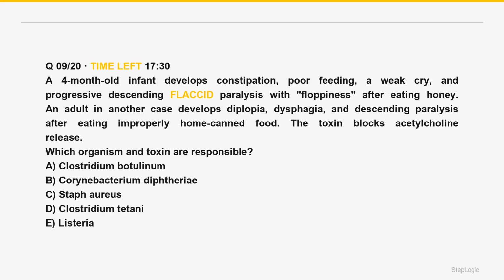Which organism and toxin are responsible? A 4-month-old infant develops constipation, poor feeding, a weak cry, and progressive descending flaccid paralysis with floppiness after eating honey. An adult in another case develops diplopia, dysphagia, and descending paralysis after eating improperly canned food. The toxin blocks acetylcholine release. Read the command, organism, and toxin. Descending flaccid paralysis, honey, infant, canned food, adult, blocks ACh release.